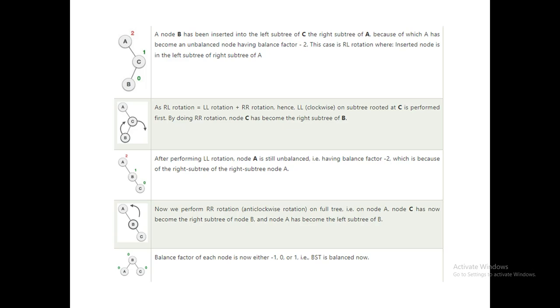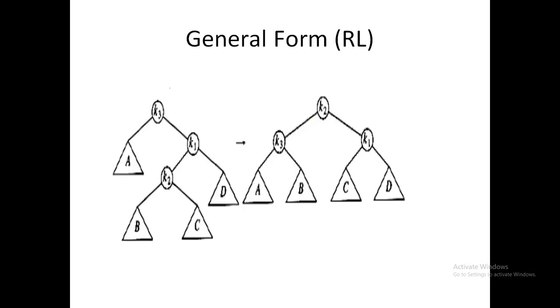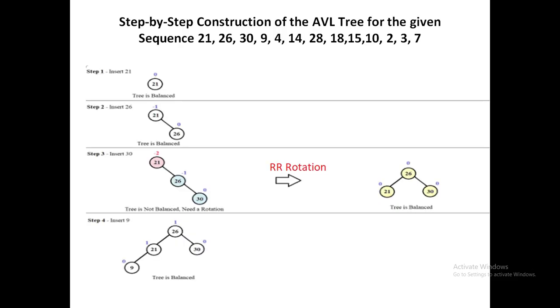So B as the parent, A will become the left child and C will become the right child. So this is the example. Initially K2 becomes the parent, and after doing the RR rotation, K2 is the parent of K3 and K1.